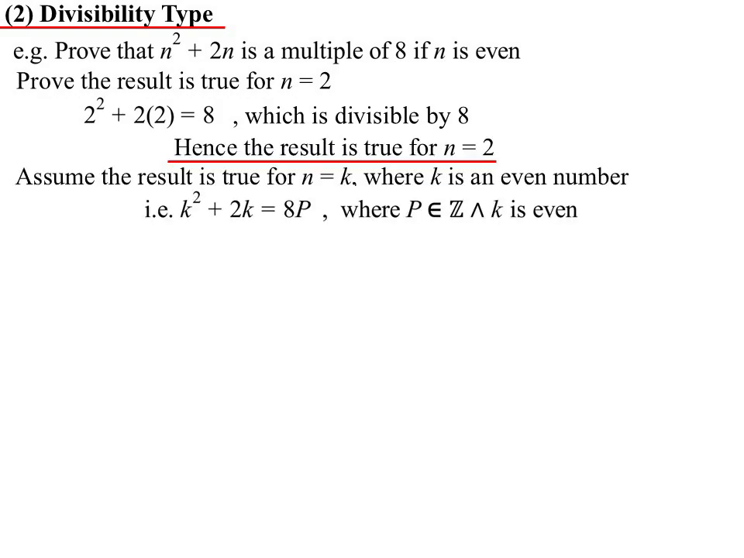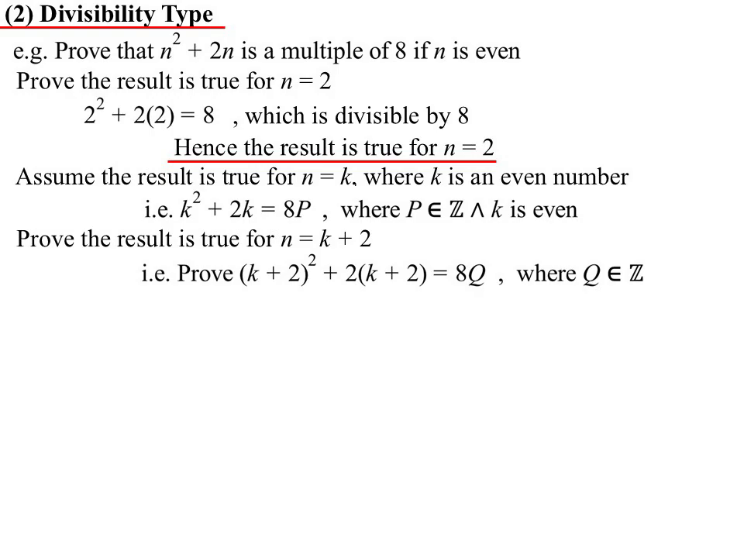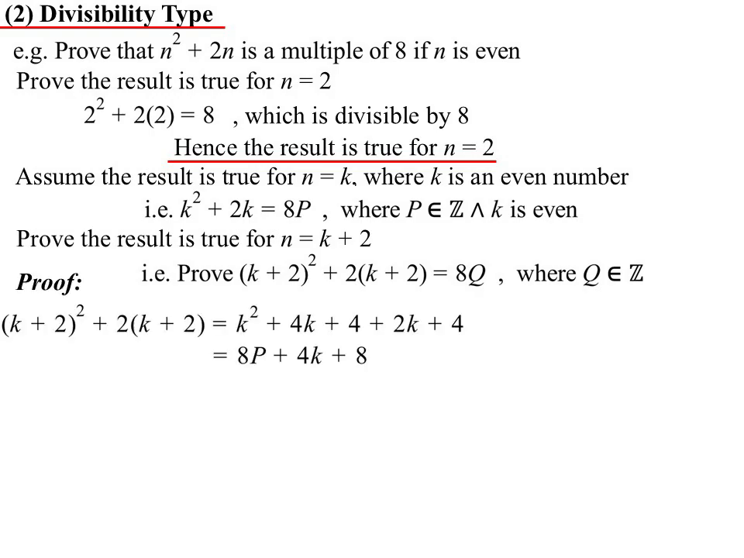Assume it's true for n equals k, but again now I've got this condition on k. K is an even number. In other words, my assumption is that k squared plus 2k is equal to 8 times something, where that thing is an integer, but I'm also assuming k is an even number. And that becomes important in my proof. The next case now would not be k plus 1, because I'm dealing with even numbers. So the next case is k plus 2. That is what I'm trying to prove. K plus 2 squared plus 2 outside of k plus 2 is 8 times something, and again that has to be an integer. How do I get my assumption in there?